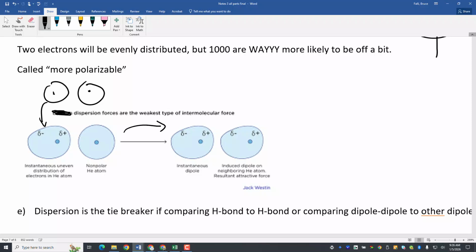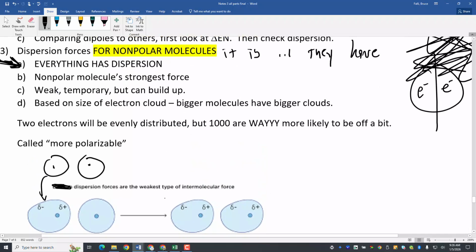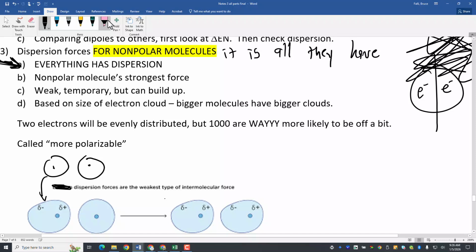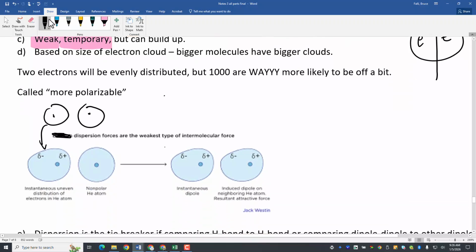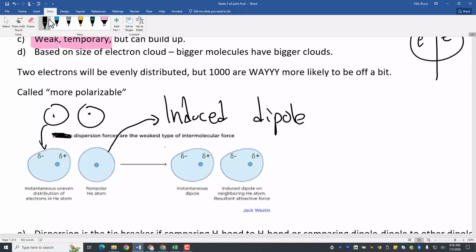So what happens is, and again, let me emphasize the things about dispersion that are on here. They're weak, they're temporary, and they can build up. They are often called induced dipoles. Notice how this was induced to be polar.